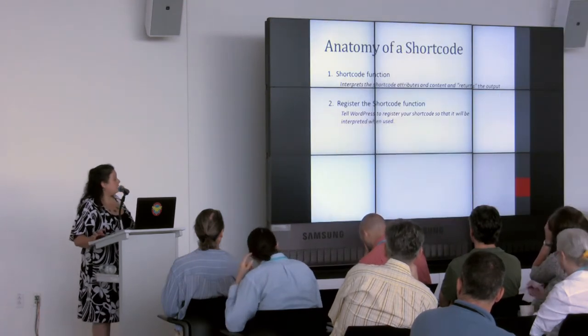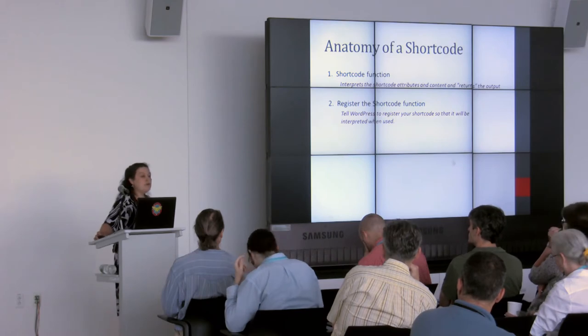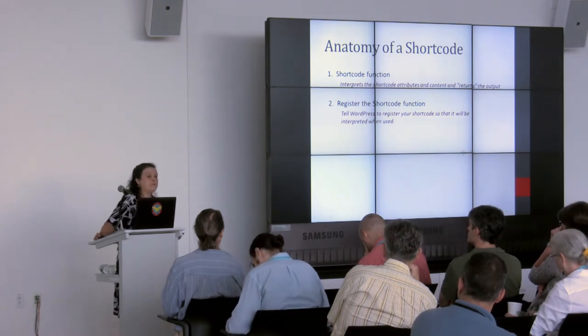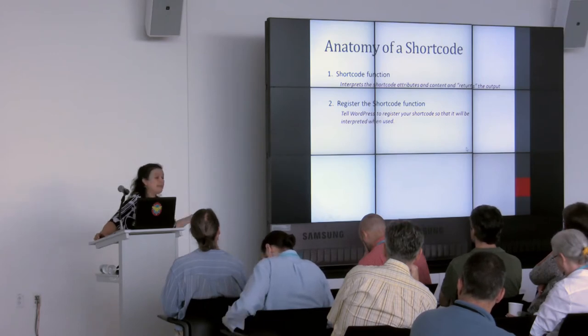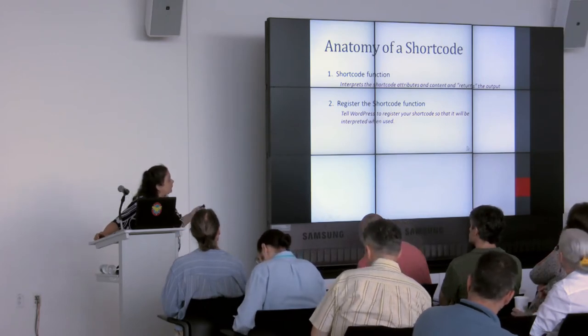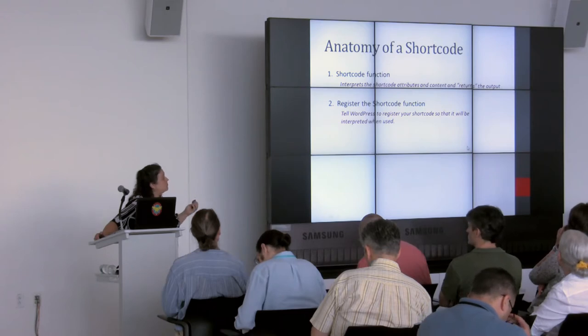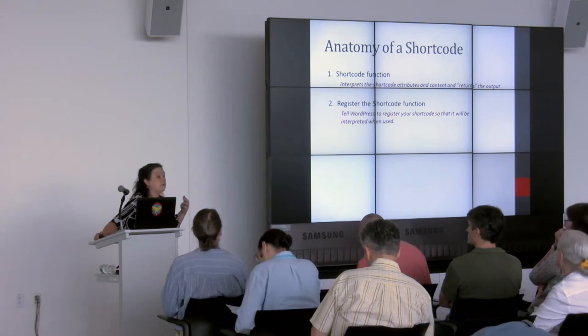So, in adding a short code, we're going to do the same thing in a short code, except we're not going to bother with the before and after. Go ahead and do that. The anatomy of a short code, like I said, is less coding, much simpler. We're going to write the short code function. That's the function that's going to take those attributes and convert them into the output.